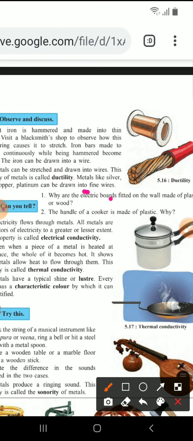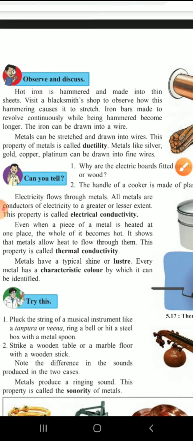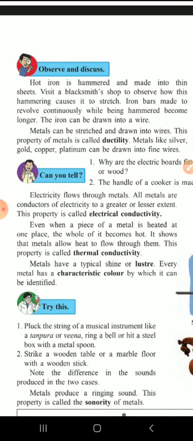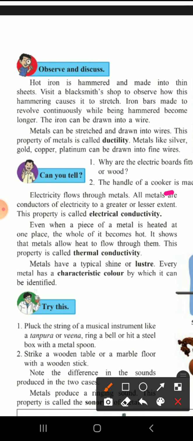Why are the electric boards fitted on the wall made of plastic or wood? The handle of a cooker is made of plastic. Why? Electricity flows through metals. All metals are conductors of electricity to a greater or lesser extent. This property is called electrical conductivity.